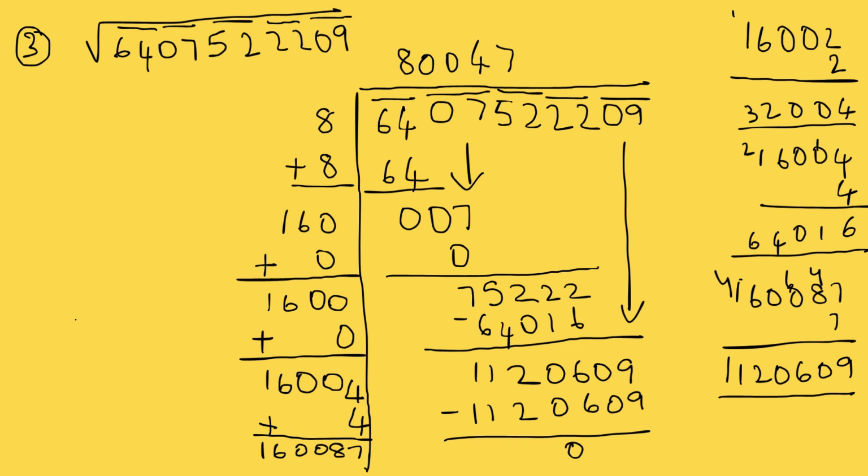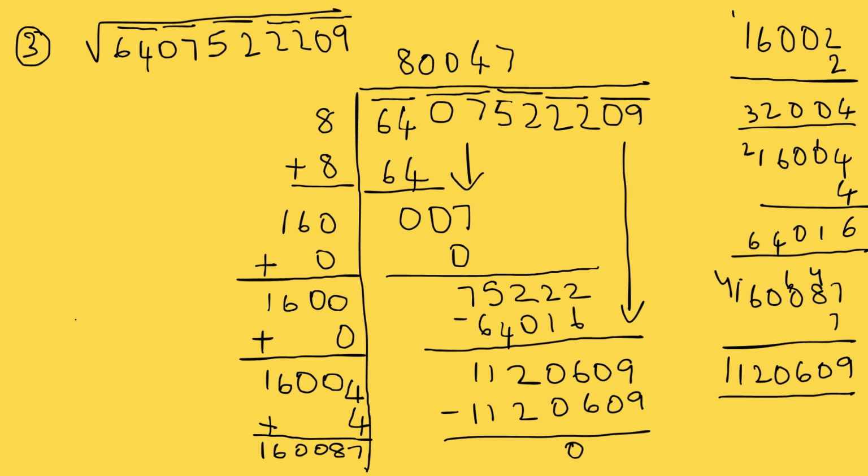Now let's take the first period, that is 64. Now we will look for a number which when multiplied by itself will give you a number less than or equal to 64. So when 8 is multiplied by 8, you will get 64. So we will put 8 as a divisor and 8 as a quotient. And now we will multiply 8 by 8 to give 64, and 64 will be subtracted from 64. Now we will add double 8 in the divisor, which will give you 16. We'll bring down the next period, which is 07.